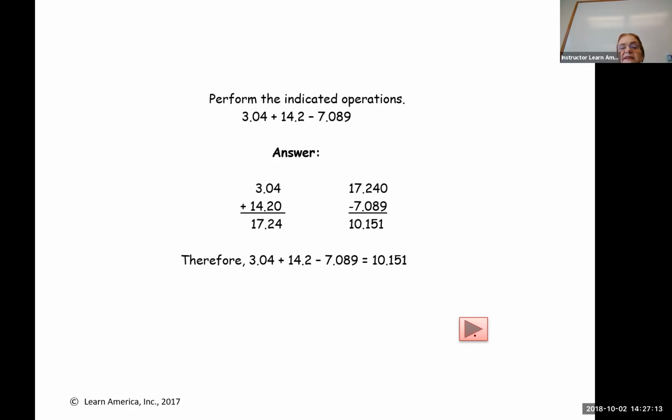So first we see the 3.04 added to the 14.2 with the decimal points lined up, 17.24. Now in order to subtract the 7.089, notice we added the 0 here. Doesn't change the meaning, but it gives us the place that we need. Subtracting the 7.089 from the 17.24, we get 10.151 as our final result.